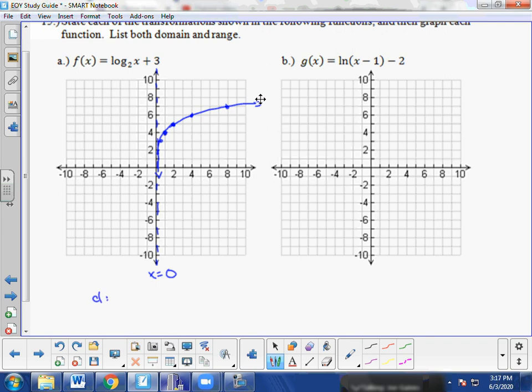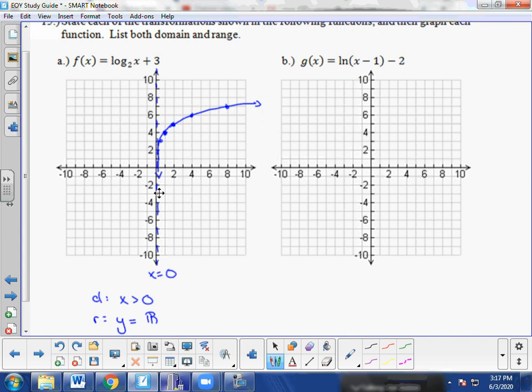The domain for exponentials, as we have seen, has been all real numbers. The range for logarithms that we will see will be all real numbers. So this goes down forever and up forever. Moving left to right, it does go right forever, but as we move towards the left, it gets closer and closer to this line, but never crosses. So x is going to be greater than 0.